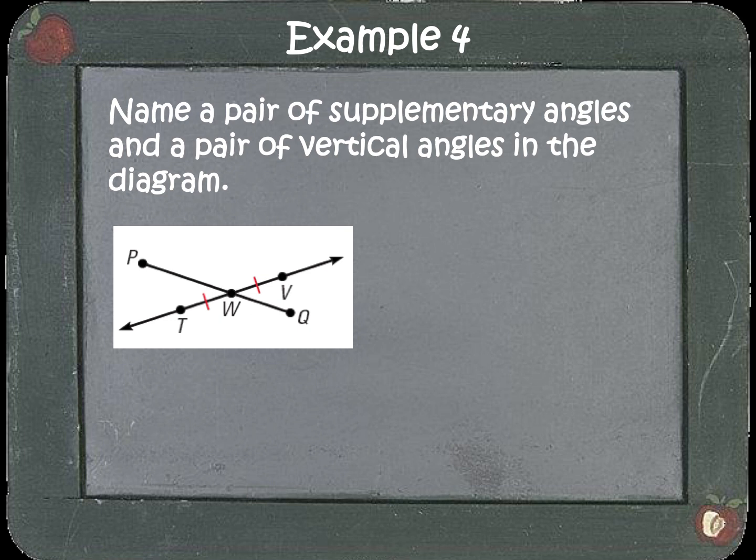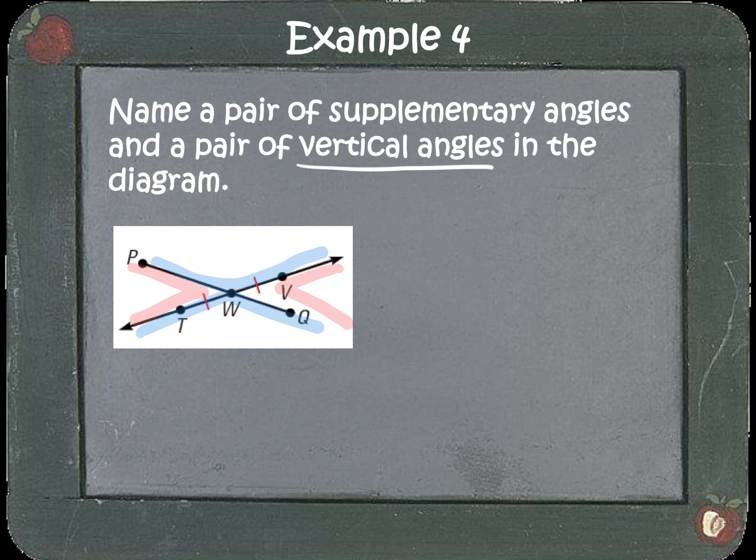Last example says to name a pair of supplementary angles and a pair of vertical angles in the diagram. Now, as far as the vertical, let me do these first because there's fewer vertical angles than there are supplementary. There's a ton of supplementary. The vertical angles, remember, they're formed when two lines intersect and their sides form opposite rays. So I have a vertical angle pair right here and right here, and then another one right here and here.